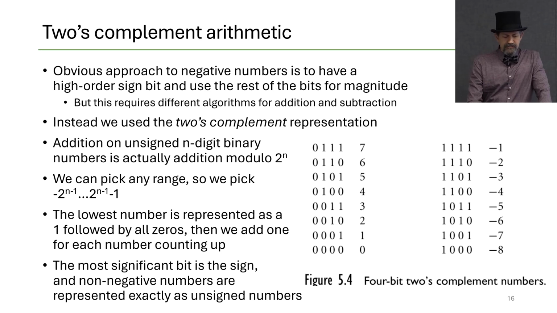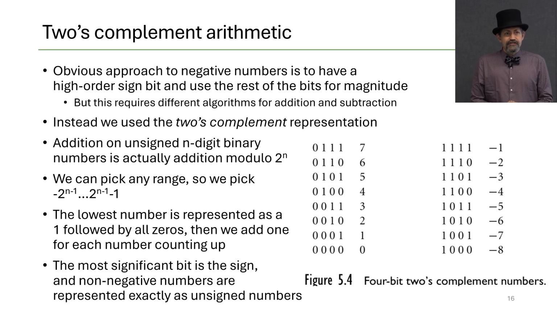So the lowest number is represented as a 1 followed by all zeros. So -8 is 1, 0, 0, 0, and then we just count up. So -7 would be -8 plus 1, right? So we get 1, 0, 0, 1. -6 would be -8 plus 2, right? So it would be 1, 0, 1, 0, and so on. What's nice about this is because we've organized the numbers so that they're in order of their magnitude, then when we do addition modulo 2 to the n, we can add negative numbers to positive numbers, and it just works.